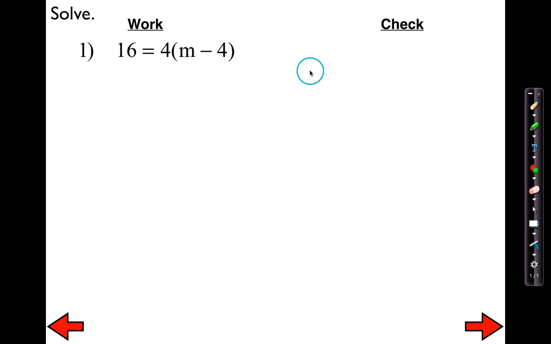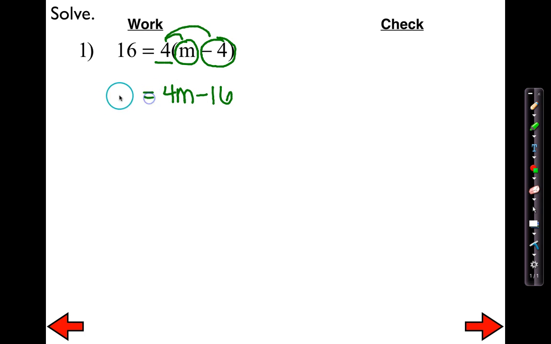So here it is, number 1. We have 16 equals 4 times the quantity m minus 4. So first things first is let's decide what are we distributing. We're distributing a 4. What are we distributing it to? Well, first we're going to distribute it to an m, which is going to be 4m, and then we're going to distribute to a negative 4. So 4 times negative 4 is negative 16. So I'm going to go ahead and put equals 16.